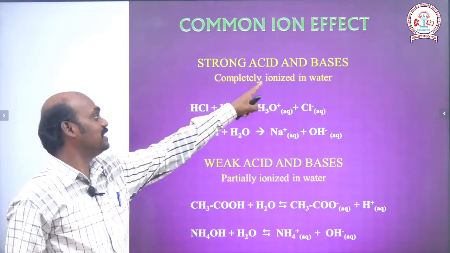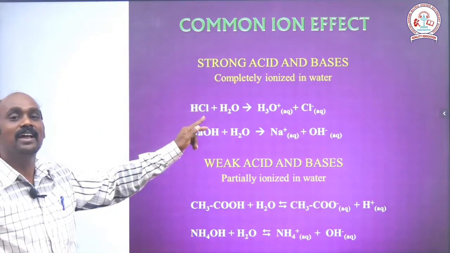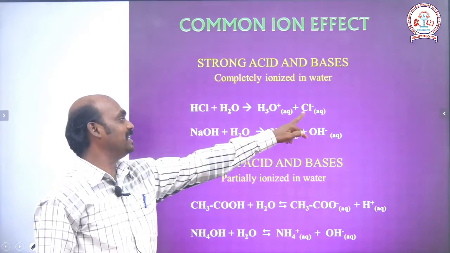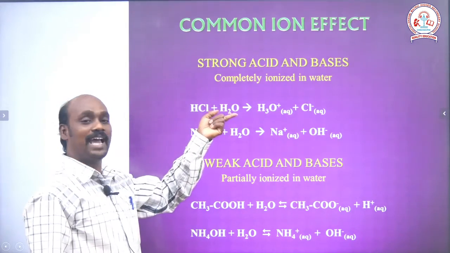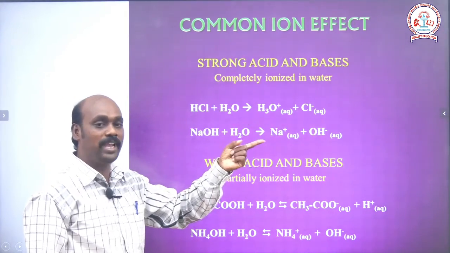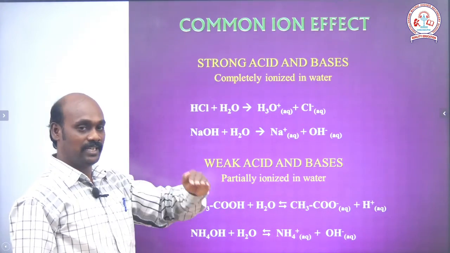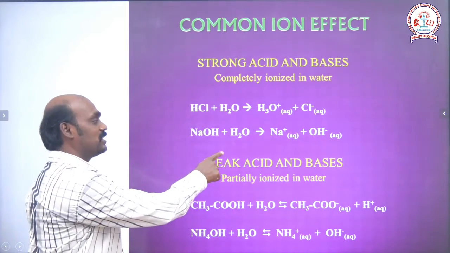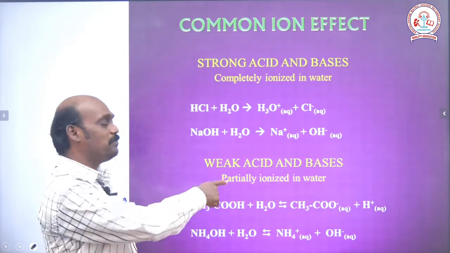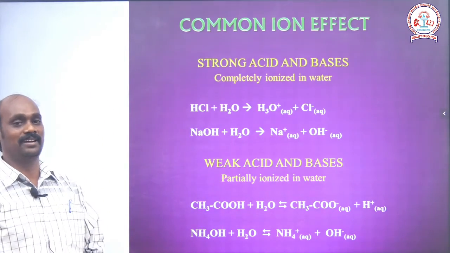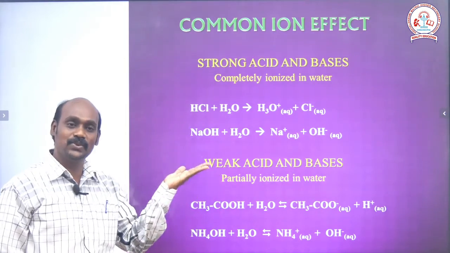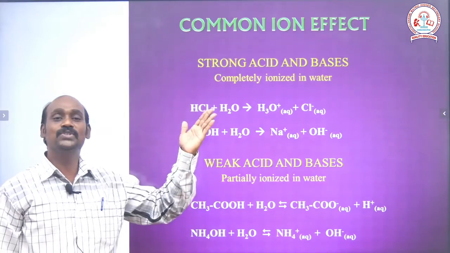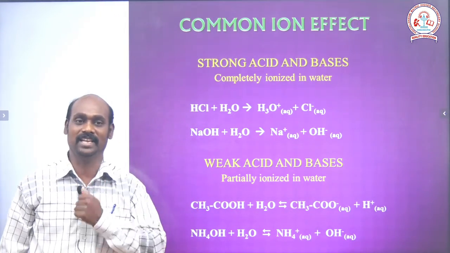What is a strong acid? It is completely ionized in water. Let us take hydrochloric acid, which dissociates into H3O+ ion and Cl- ion. See here, the arrow mark indicates a single direction, which means the reaction takes place completely in one direction. What about the next one? Sodium hydroxide dissociates in water to form Na+ and OH- ions. So, both hydrochloric acid and sodium hydroxide are completely dissociated. For that, they belong to strong acid and strong base respectively.